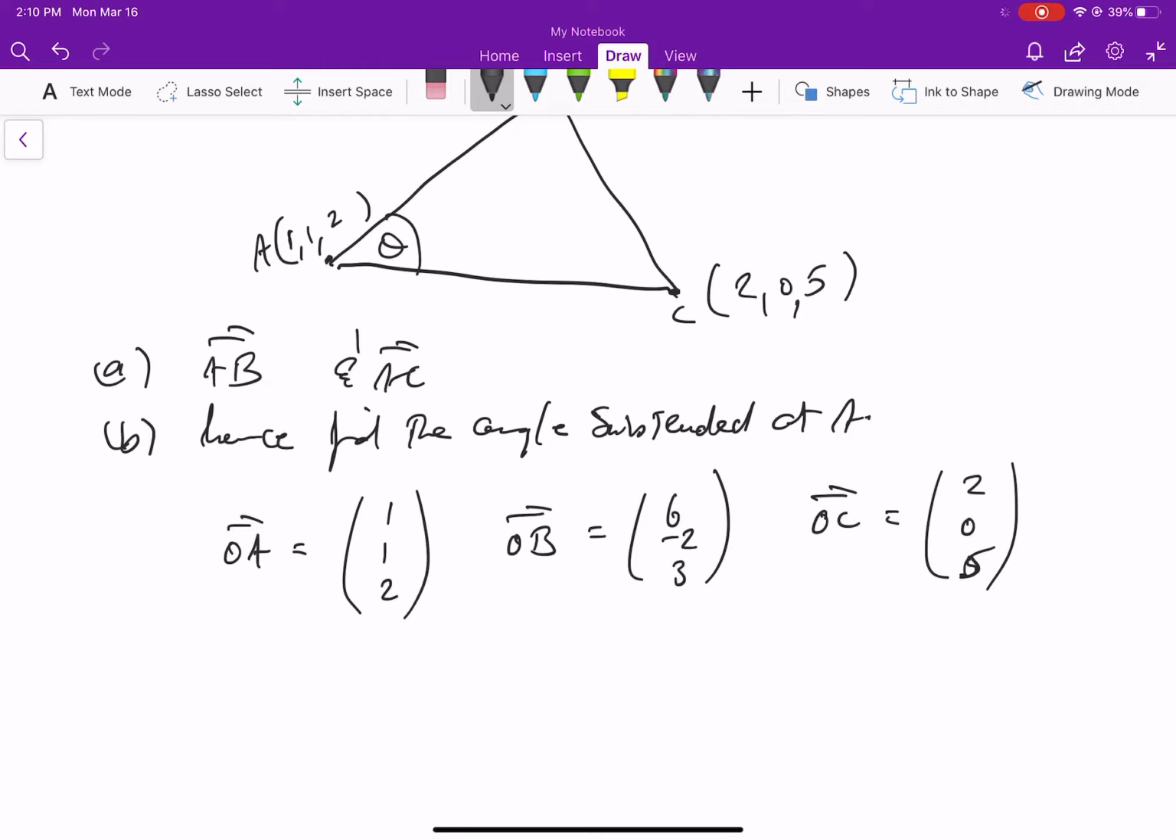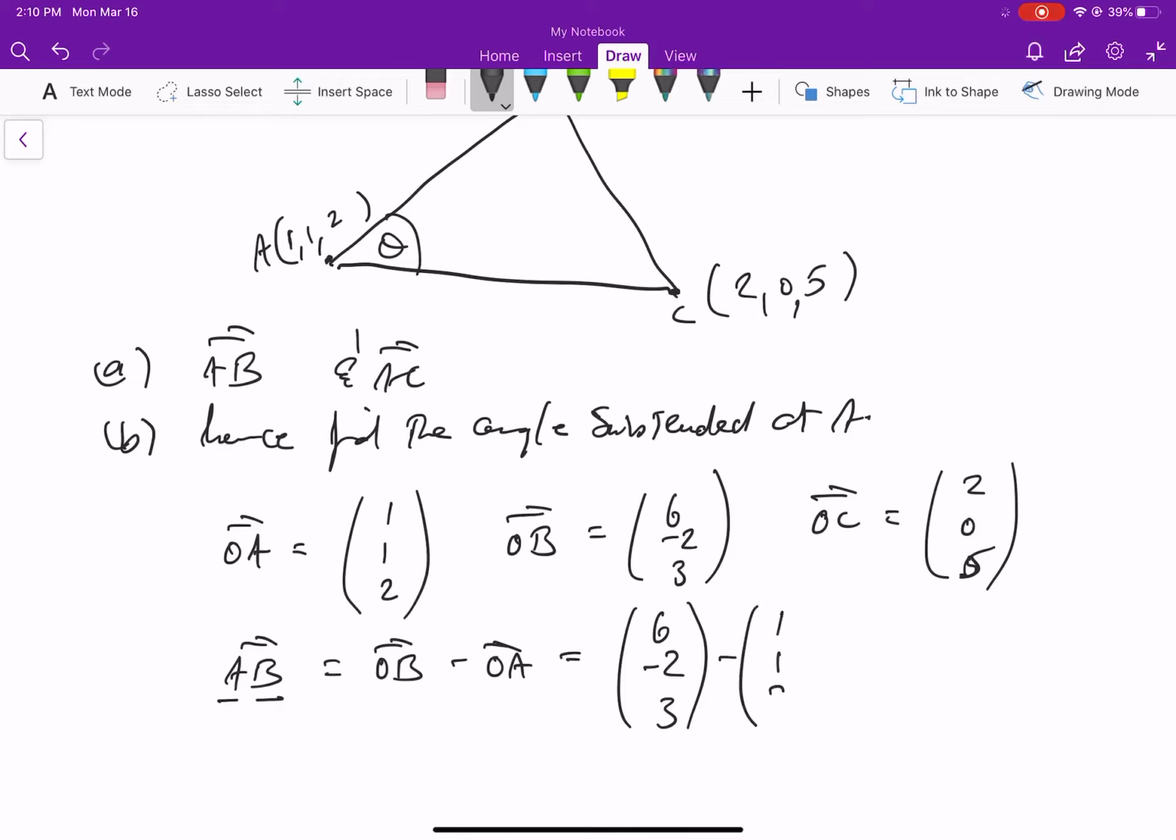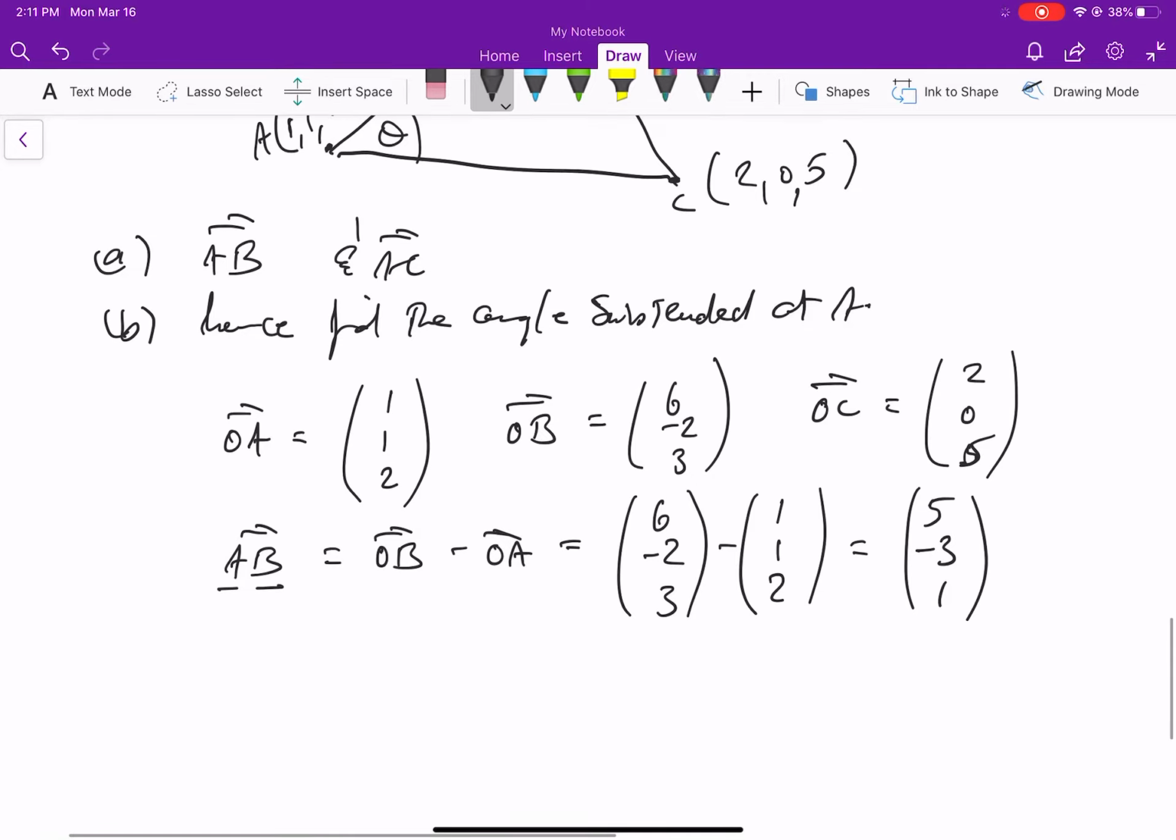So now I need to find the displacement vectors AB and AC. AB has to be OB minus OA. Position vector of B minus the position vector of A. So that would be 6, minus 2, 3, minus 1, 1, 2. If you take the difference, 6 minus 1 gives me a 5, minus 3, and 1. Double check. 6 minus 1 is 5, minus 2 minus 1 is minus 3, 3 minus 2 is 1. So in column vector form, that's the displacement vector AB.